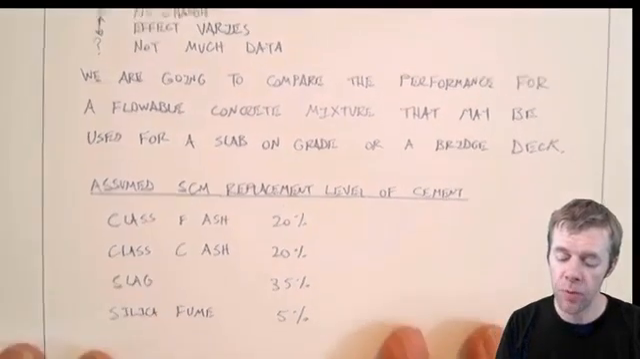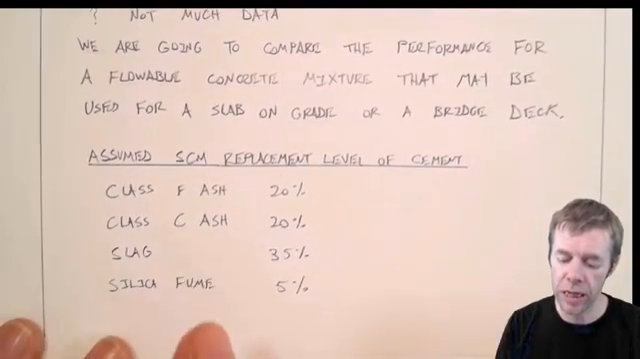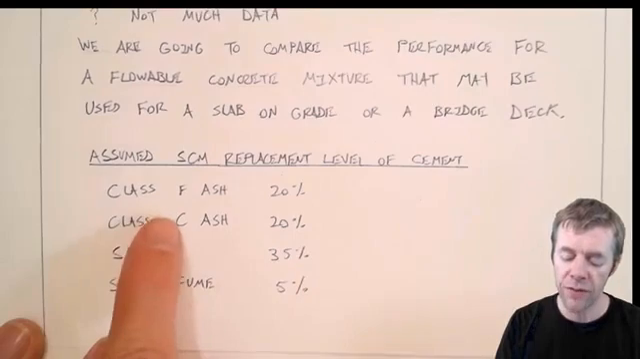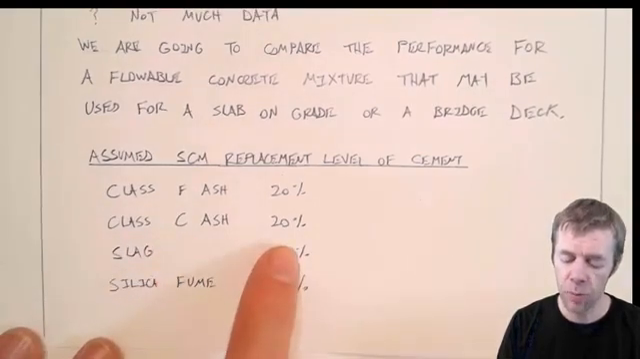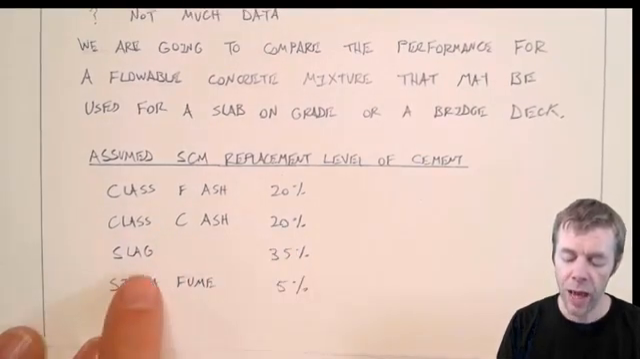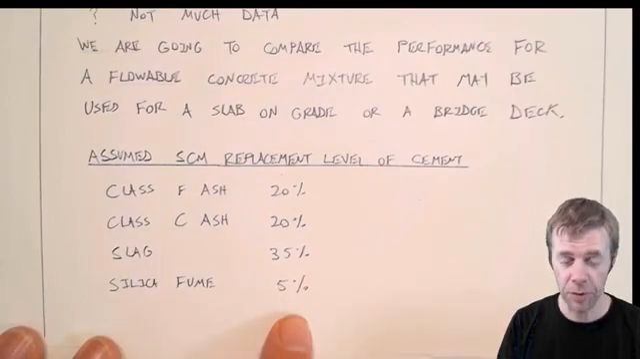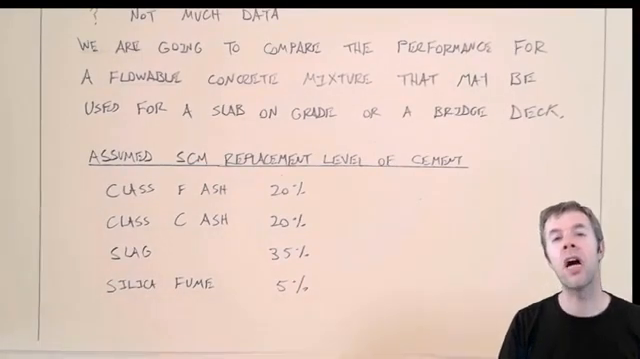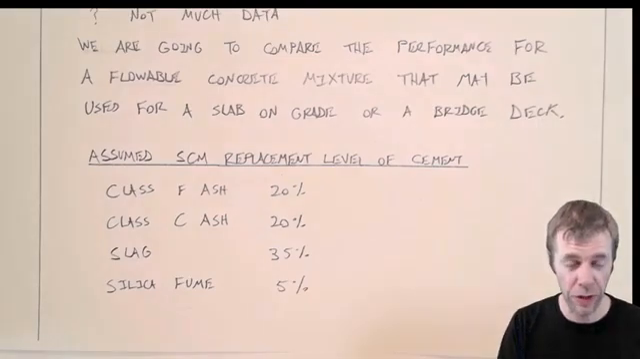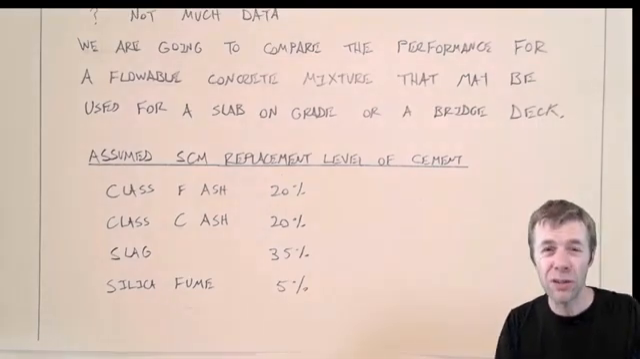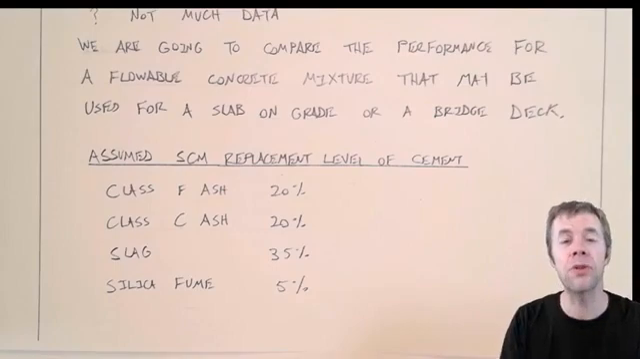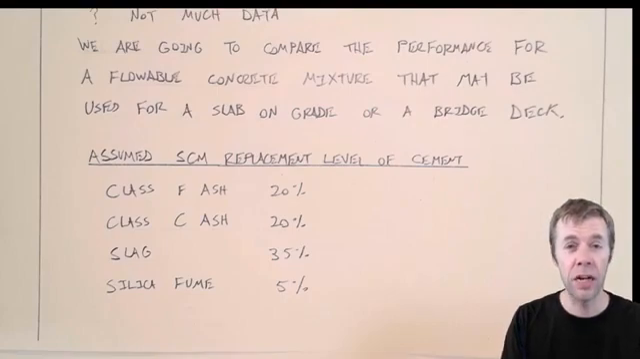And we're going to assume that our SCM is being replaced at this level. Class F and Class C, 20% replacement of Portland cement. Slag's going to be replaced at 35%, and silica fume's going to be at 5%. Now, these are not necessarily gold standards in the industry. Sometimes they go higher, sometimes they go lower, but these are good middle of the road. Everyone pretty much agrees that this is just fine and not any issues.